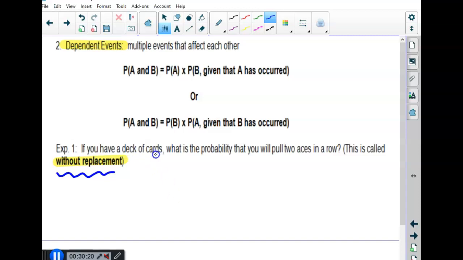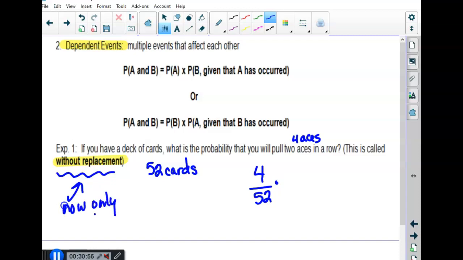How many cards are we talking about? 52 cards, okay? On the first draw, it says, what is the probability that you pull 2 aces in a row without replacement? I would specify you're not putting the card back, okay? So the first time, there's how many aces in the deck? 4 aces to pick from. So 4 out of 52 is the first card. But without replacement, once you didn't put it back, so there's now only 51 cards on the second draw. Does that make sense, guys?